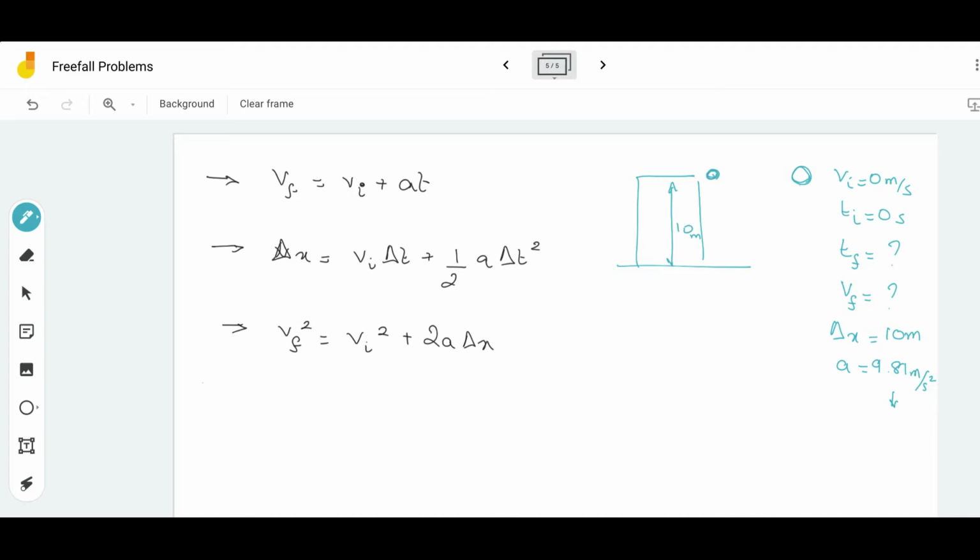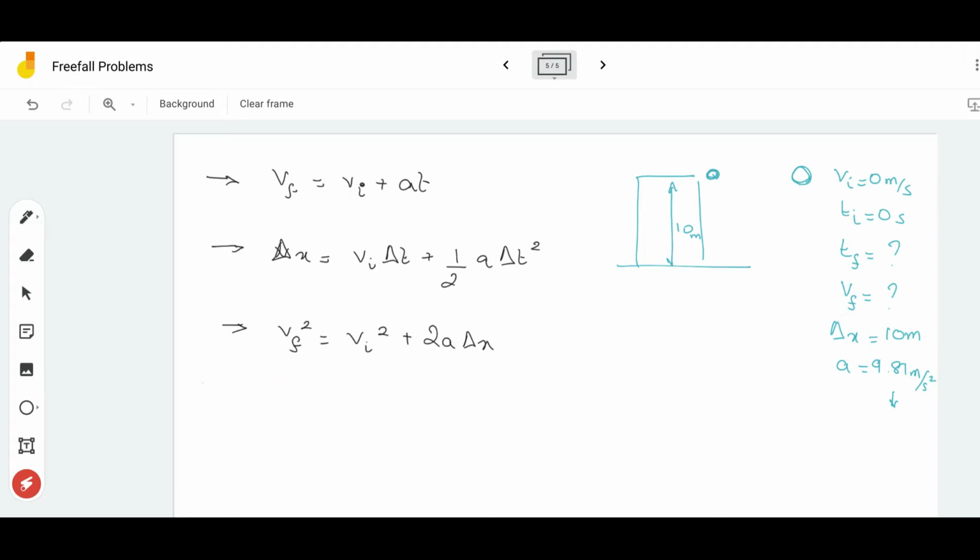So based on all of these values right here, and looking at these equations right here, which one of the equations will fit the best? So let's look at the first equation. We don't know what Vf is. We do know what Vi is. We do know what a is, but we don't know what delta t is. Similarly, if you look at the second equation, we know what delta x is. We know what Vi is, but we don't know what delta t is, right? So we've got one big unknown here, and we're looking for Vf. The question is asking for Vf.